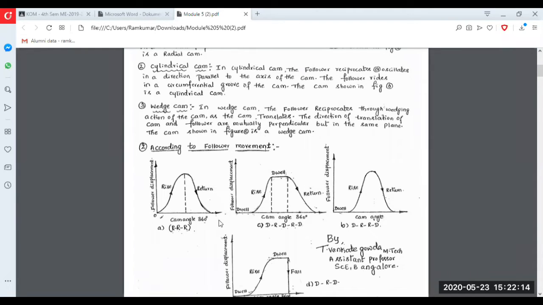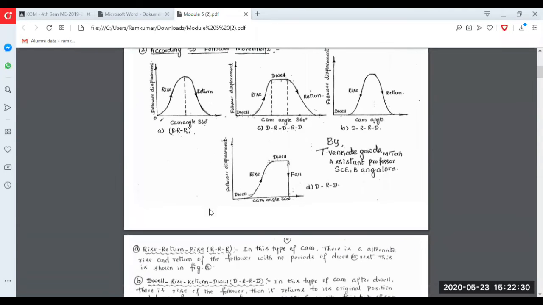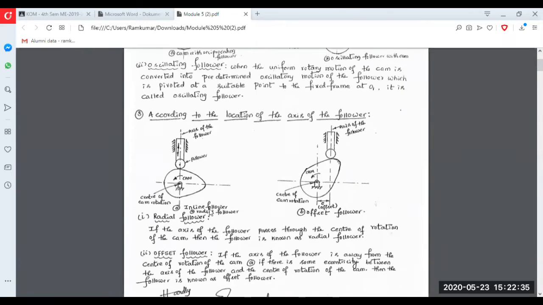Okay, rise, return, rise, or it can be dwell, rise, dwell, return, dwell, rise, return, dwell, like this. Dwell, rise, dwell, fall. Okay, so these are the different follower movements. This you can write easily. So these are the different types of cams. Next, we'll go to different types of follower.